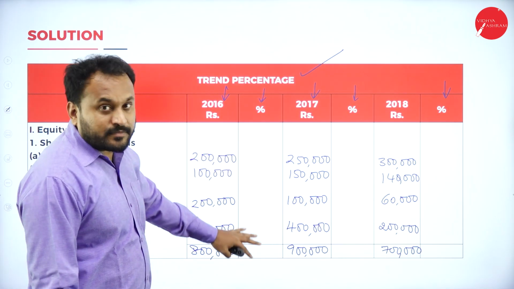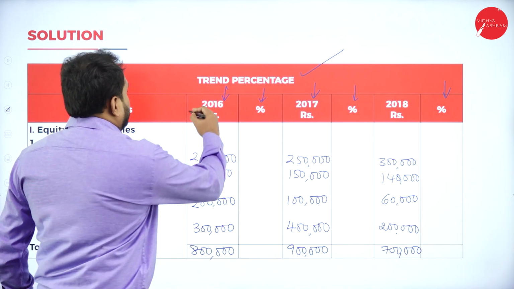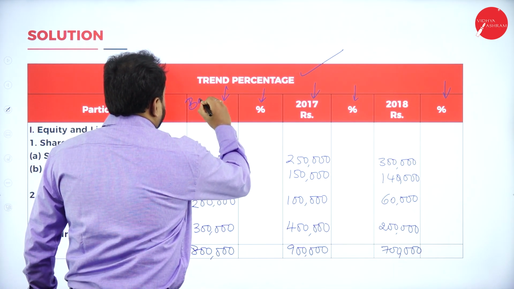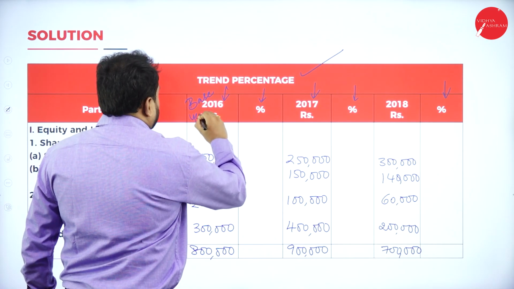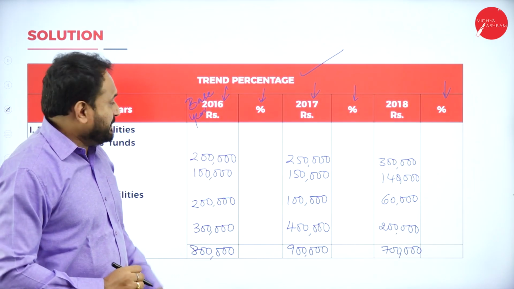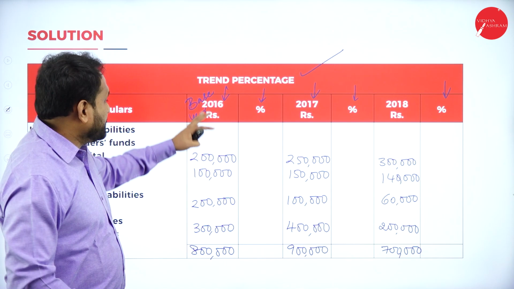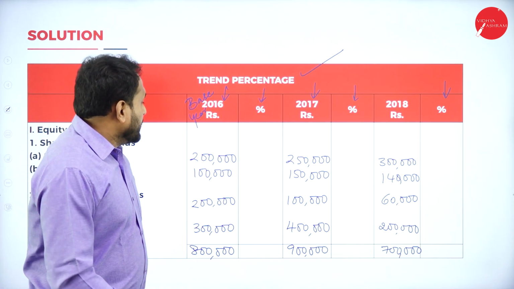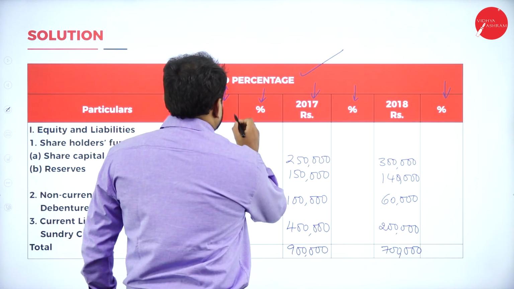Now here, trend. The base is what? This is what the base is. 2016 is the base year. This is the base year. Please don't write the base year like this in the examination. Okay, you're not supposed to write it. This is only for your reference. So whenever we go with this, let's understand.